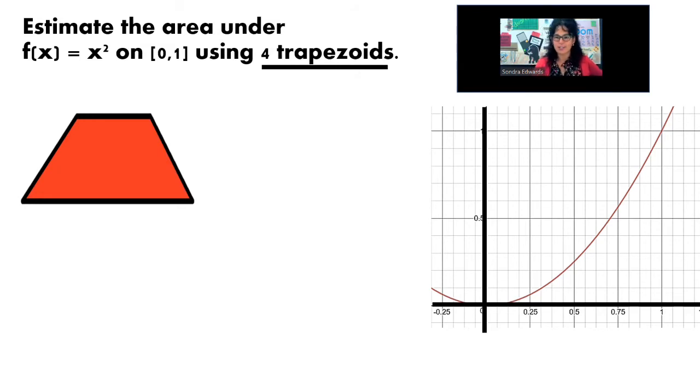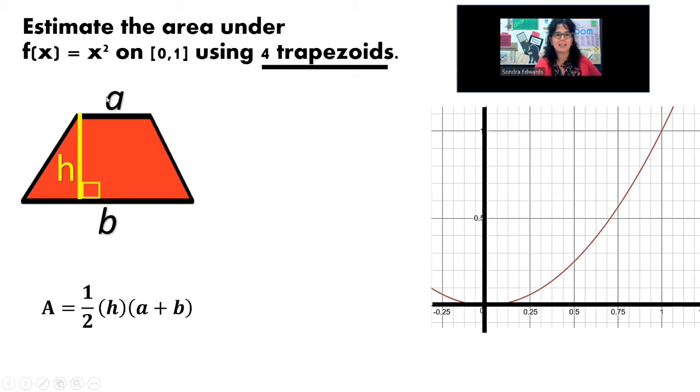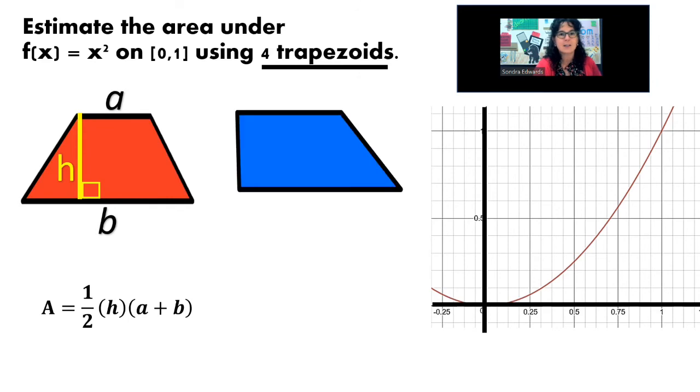On to trapezoids. Quick review of a trapezoid. If you want to find the area of a trapezoid, that is 1/2 times the height times the sum of the bases A and B. The height is the distance between those bases, and our bases in this case are A, this line segment there, and B. Your bases are always the parallel ones, and the height is the distance between those parallel sides.